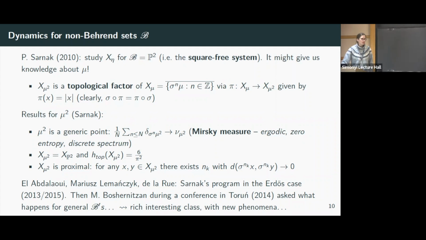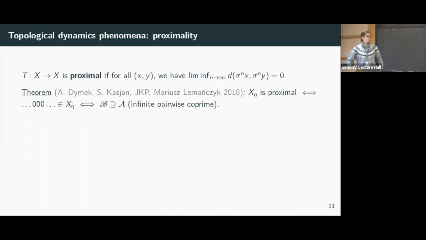But then it turned out that we, in fact, deal with a rich, interesting class with many new phenomena. For example, we first thought that, okay, the square-free system is proximal, so maybe they're all proximal. It turned out not to be true. So there is the following characterization of proximal B-free systems, namely a B-free system is proximal if and only if the all-zero sequence is in there. And this happens if and only if B contains an infinite pairwise coprime subset. So I would say pretty nice. You take your B and you know right away if your subshift will be proximal or not.